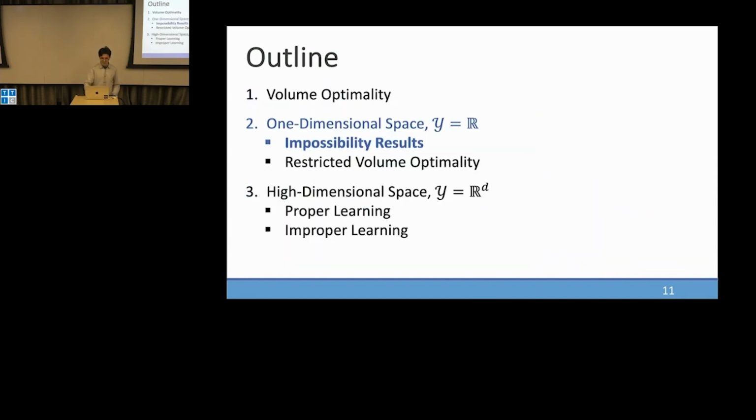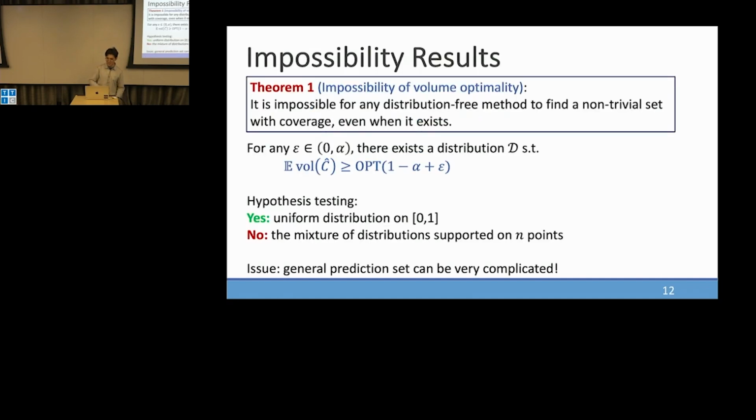Okay, first we will talk about the one-dimensional space and the impossibility result. So in general, it is impossible for any distribution-free method to find a non-trivial set that achieves the coverage, even when there exists one non-trivial, pretty small confidence set.